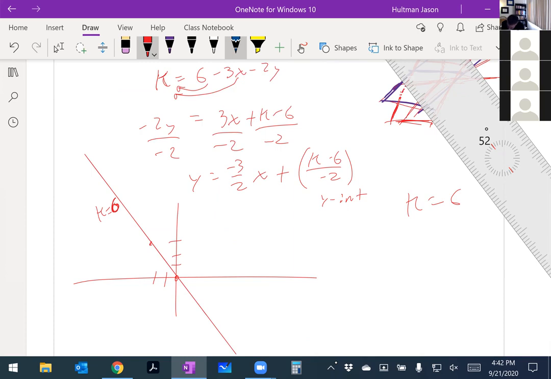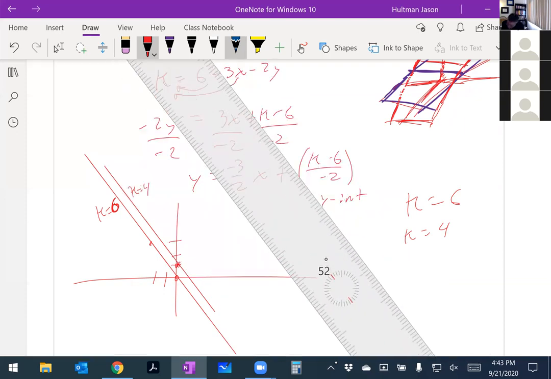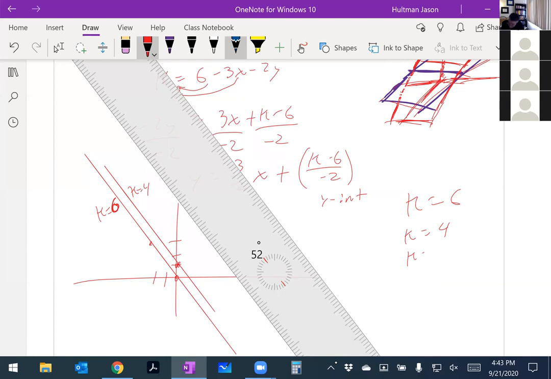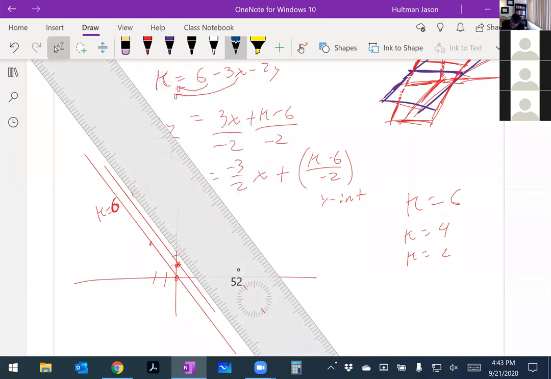Okay, what about, let's go up by 2's, so we get divisible by 2. What about k equals 4? That's going to be 1, right? So that's going to be a parallel line to this guy through 1. Okay. So that's k equals 4. And then if we did k equals 2, this would be positive 2. So positive 2 would be the y-intercept.